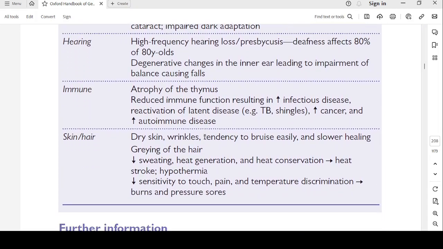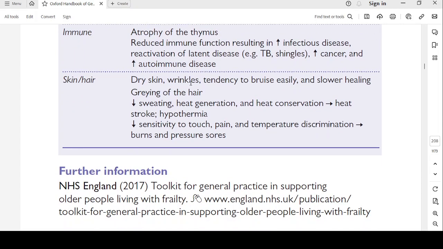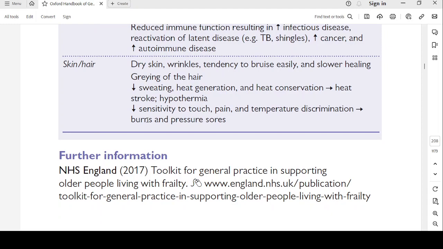Immune: atrophy of the thymus, reduced immune function resulting in increased infectious diseases, reactivation of latent TB, shingles, increase in cancer and autoimmune disease. Skin and hair: dry skin, wrinkles, tendency to bruise easily and slower healing, graying of the hair. Decreased sweating, heat generation and heat conservation: heat stroke, hypothermia. Decrease in sensitivity to touch, pain, and temperature discrimination leading to burns and pressure sores.